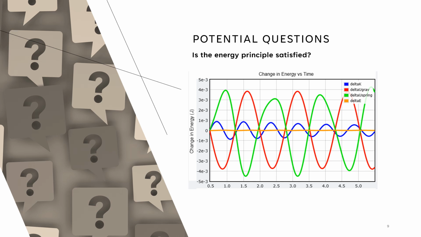Potential questions: is the energy principle satisfied? As you can see here, we have three energies at play: kinetic, gravity, and spring. And you can see the fourth line, delta E, is always at 0, so that means that all the energies always cancel out, which means that our energy principle is satisfied in our model.